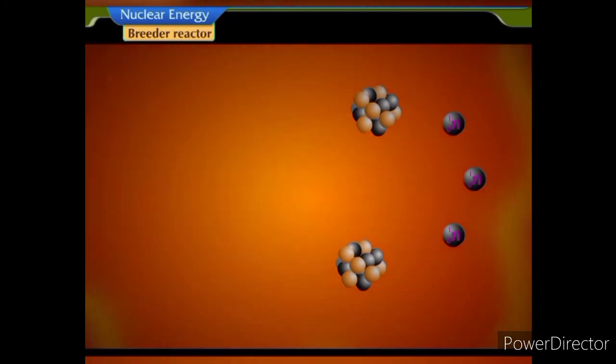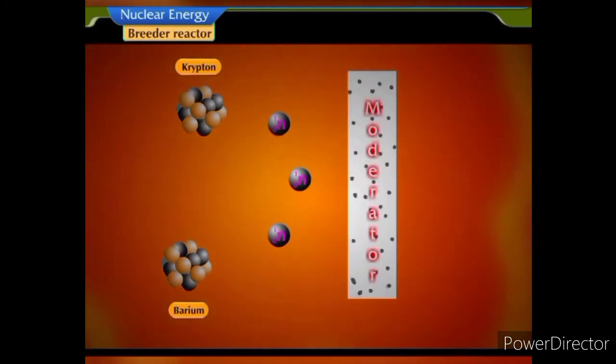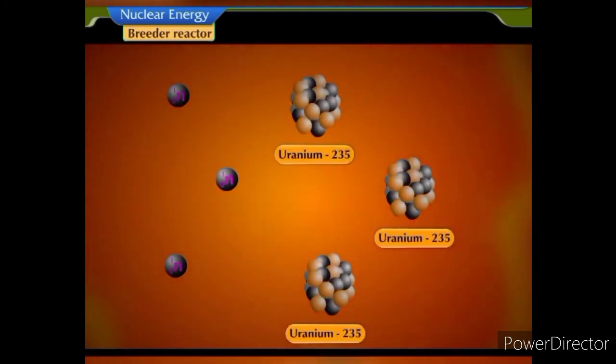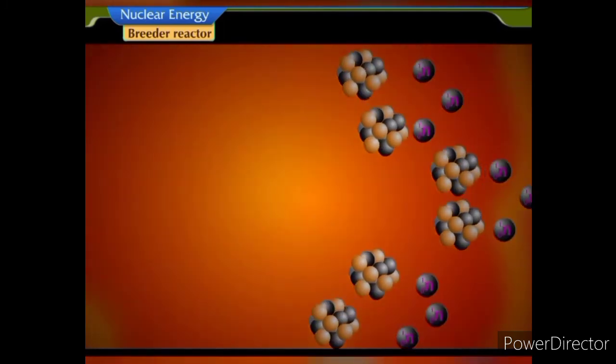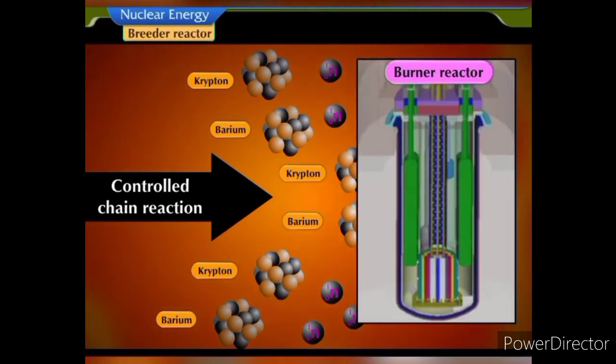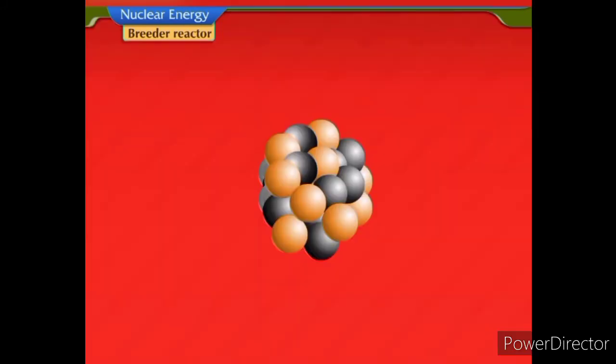The neutrons released during the fission reaction are slowed down by a moderator and made to bombard new nuclei of uranium-235, thereby setting up a controlled chain reaction. The reactor in which this reaction takes place is called a burner reactor. The isotopes which can undergo fission are called fissile material. Thus, uranium-235 is a fissile material.